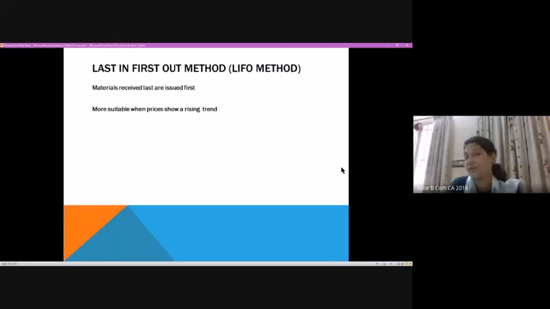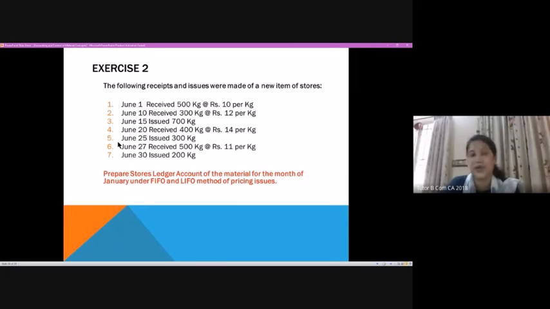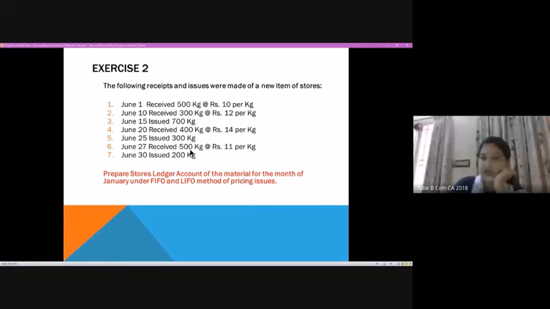Now we are going to look at what has happened. Then on June 27th, we received another 500. Right. We record that and we keep that as a balance. June 30th, we had an issue. Now we are smart enough to understand that this issue would be from this 500, since this is the last in first out method.